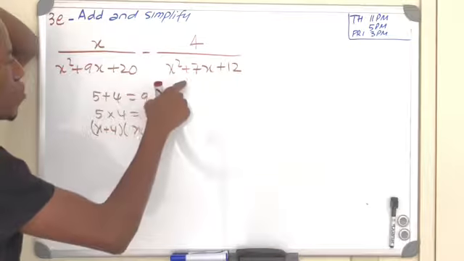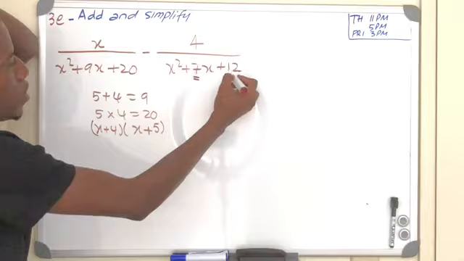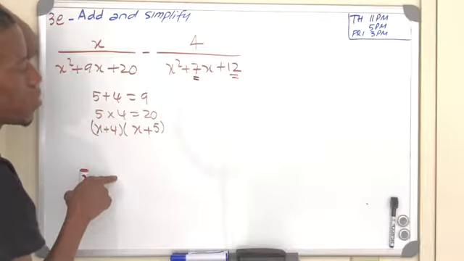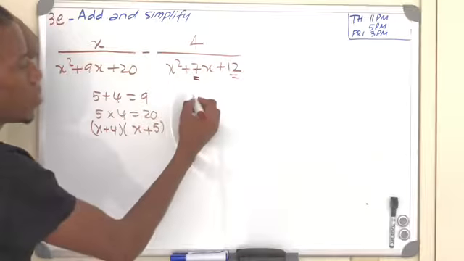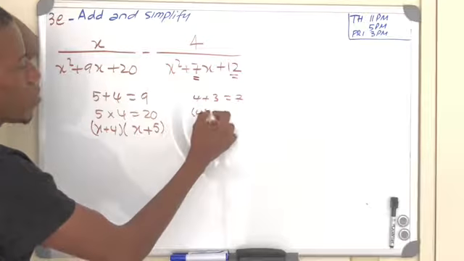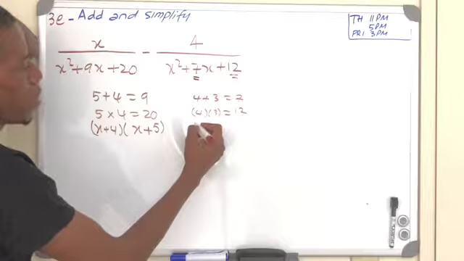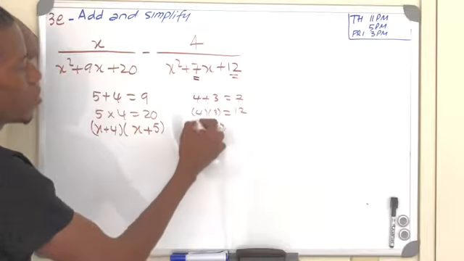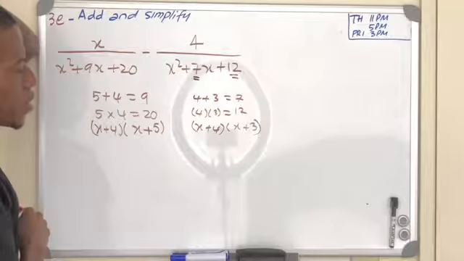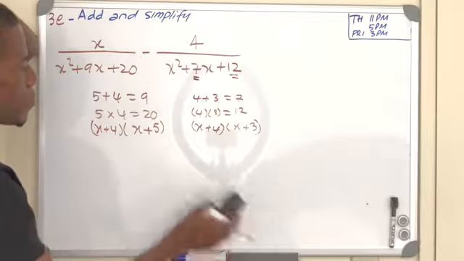Okay, what about these two? Can I have two numbers that when I add them give me 7, and when I multiply them give me 12? What about 4 and 3? 4 plus 3 is 7, and 4 times 3 is 12. Okay, so my factor is going to be x plus 4 times x plus 3. Right? Nice.